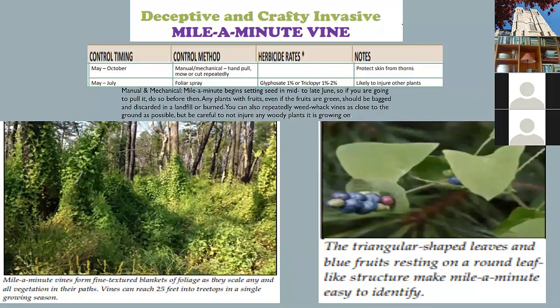Next, there's mile-a-minute, manual and mechanical control. You want to do this before they set seed, and any plants that you pull that have fruit should be bagged and discarded. You can also repeatedly weed whack vines as close to the ground as possible, but you want to be careful not to injure any woody plants that it's growing on.